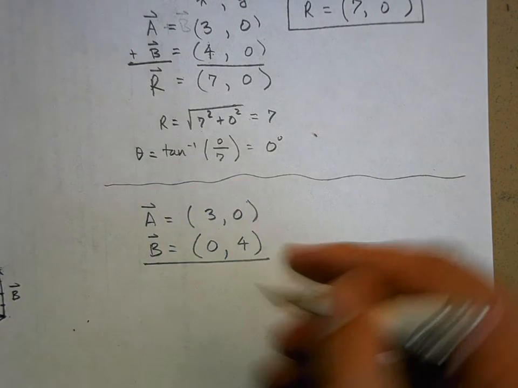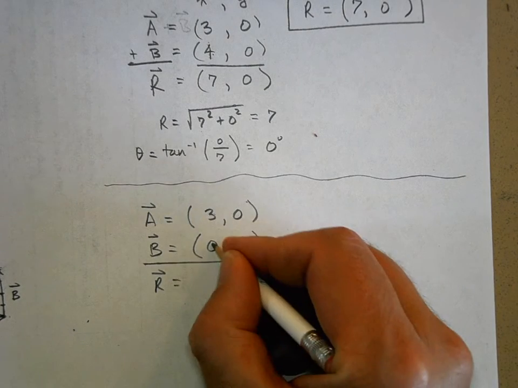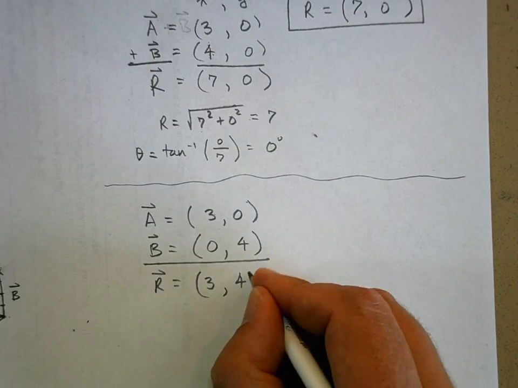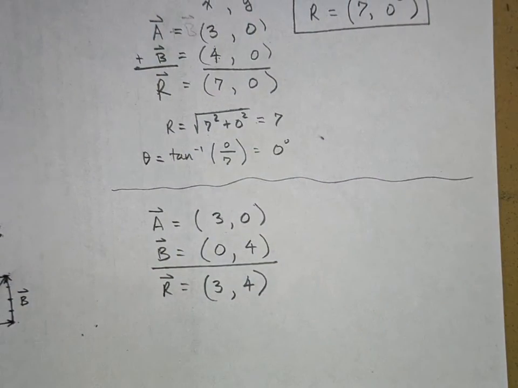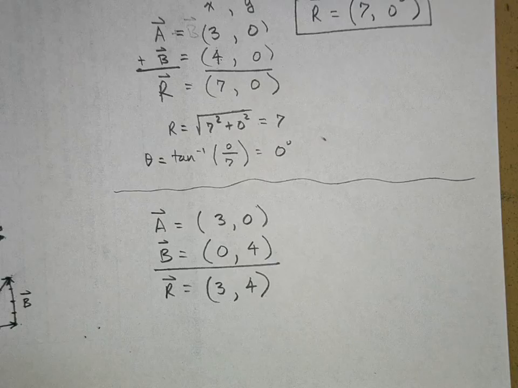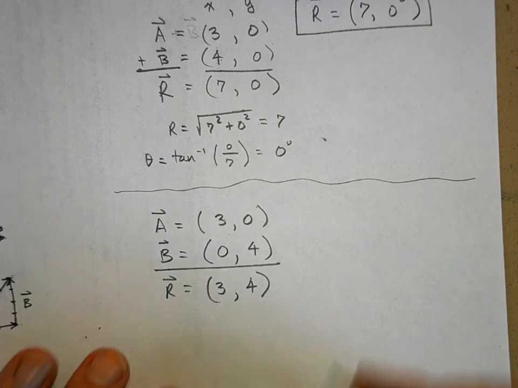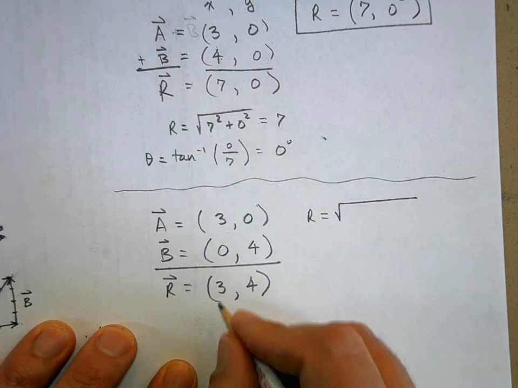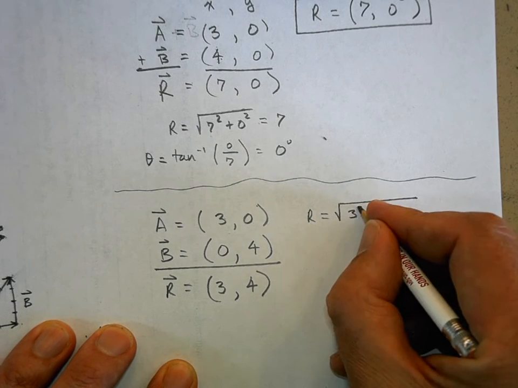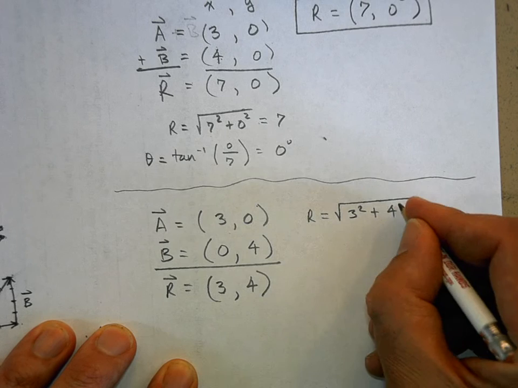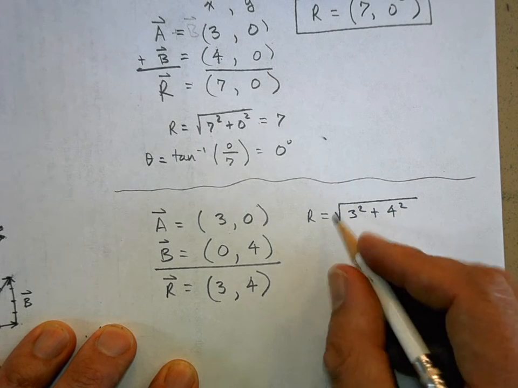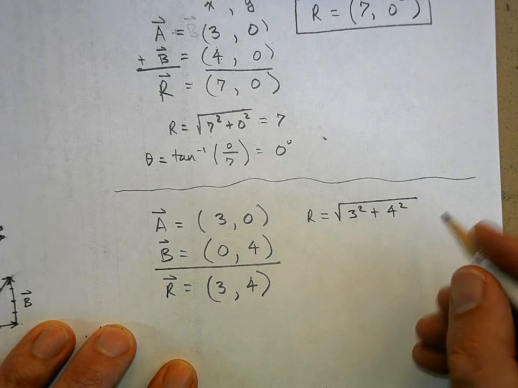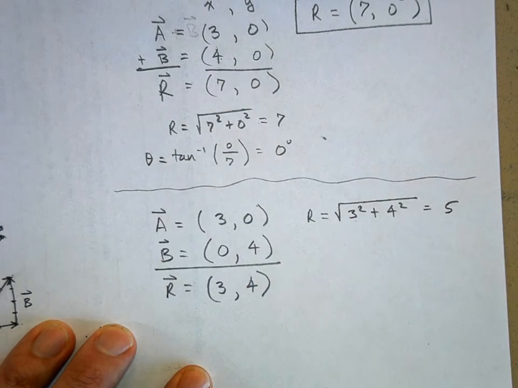So now I just add them together like I did before. 3 plus 0 is 3. 0 plus 4 is 4. And that's my answer in rectangular coordinates. Now, if I want to get this in polar coordinates, I'm just going to say R is equal to the square root of the x component squared plus the y component squared. Well, you know this. 9 plus 16 is 25. Take the square root of 25, you get 5.